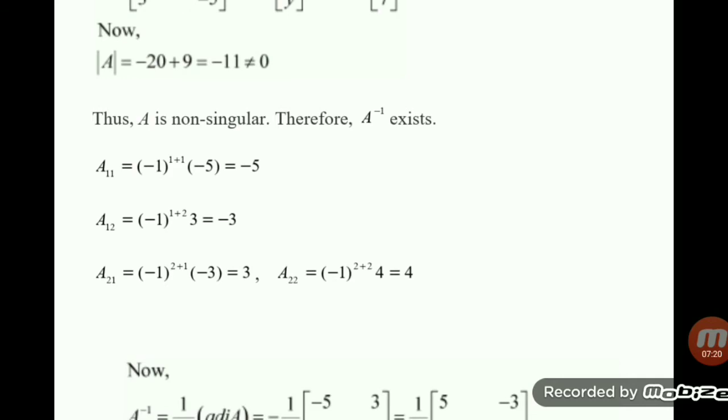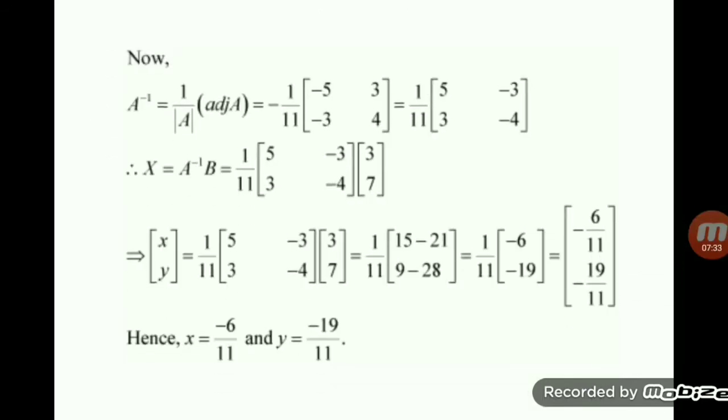For the inverse, you can see here the similar method. I just showed the calculation. All these values I have calculated, and after that I just substituted all this in A inverse. What is A inverse? This is done.